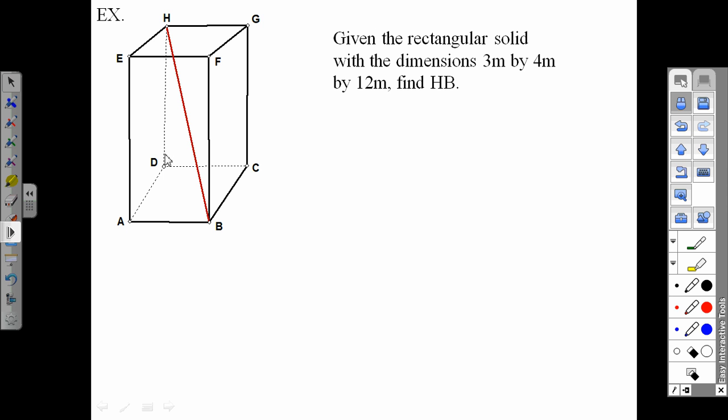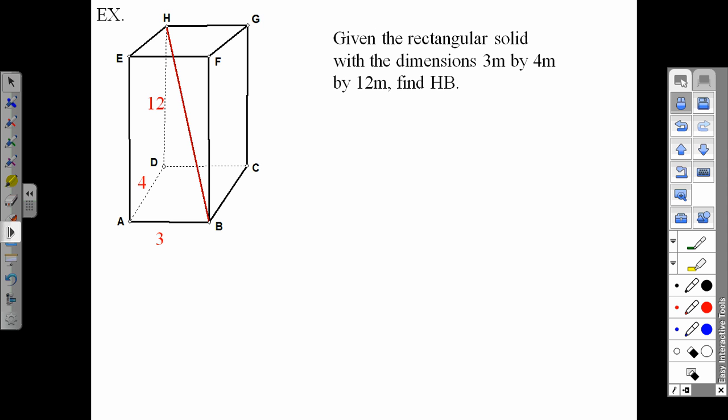And we'll leave the 12 for the height. Okay, so if we fill those in, I called this 3, I'm going to call that 4, and then I'm going to call the height 12. Now, if this is 3, that's also going to be 3. And if this is 4, then that's also going to be 4. And if this is 12, that's 12. And you can do that all the way around. So we have a lot of congruent segments here in this rectangular solid.